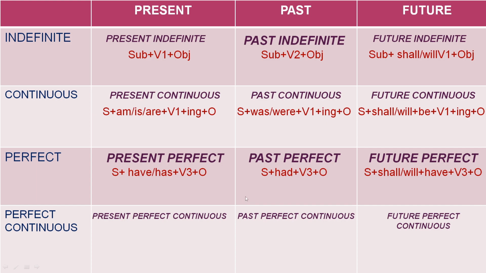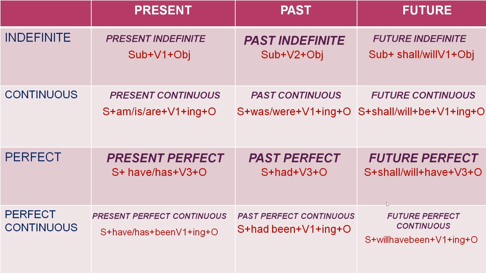In present perfect continuous, the sentence structure will be subject plus have or has plus been, that means have been or has been, plus V1 plus ing plus object. In past perfect continuous, the sentence structure will be subject plus had been plus V1 plus ing plus object. In future perfect continuous, the sentence structure will be subject plus will have been plus V1 plus ing plus object.